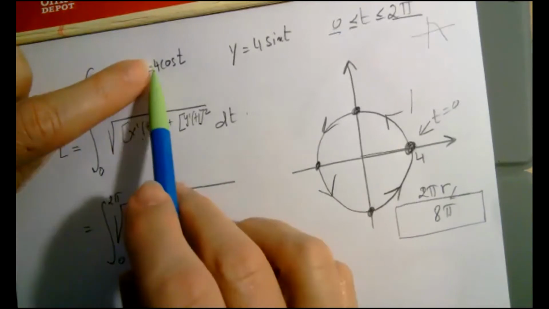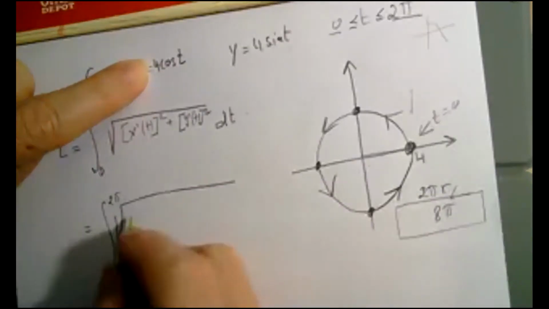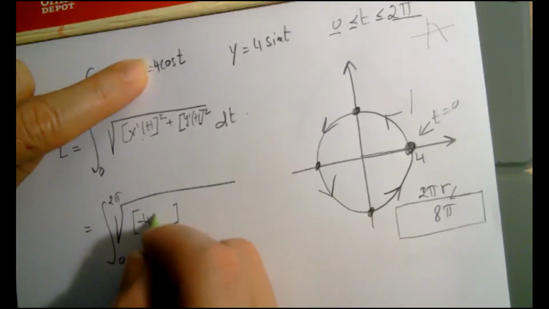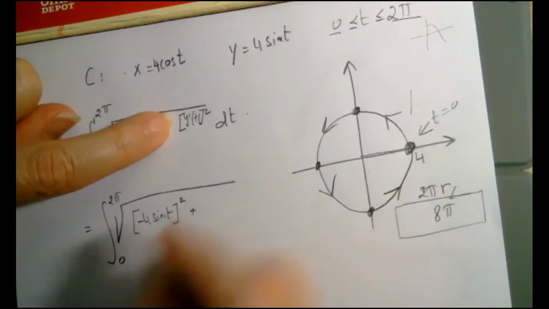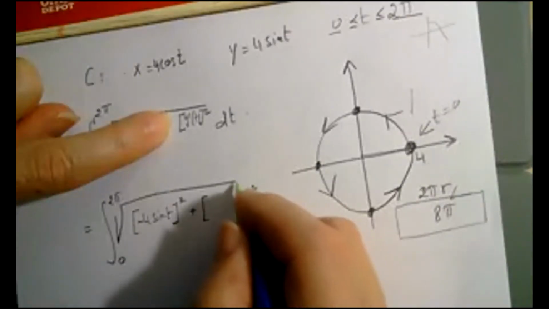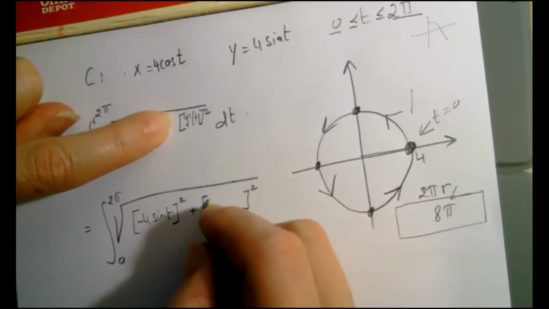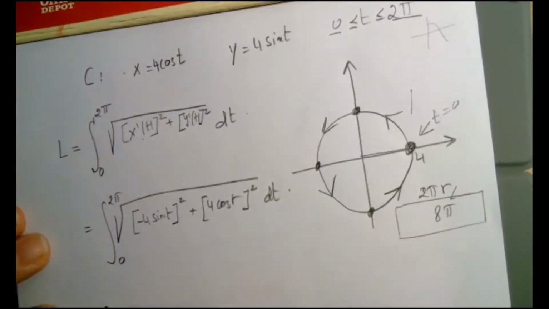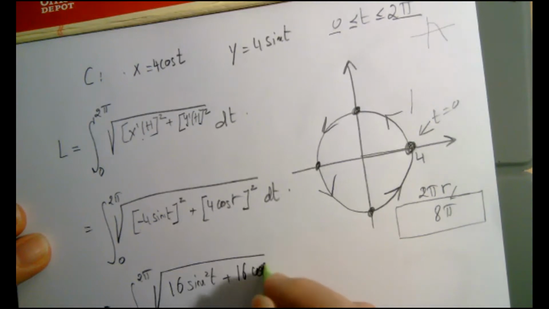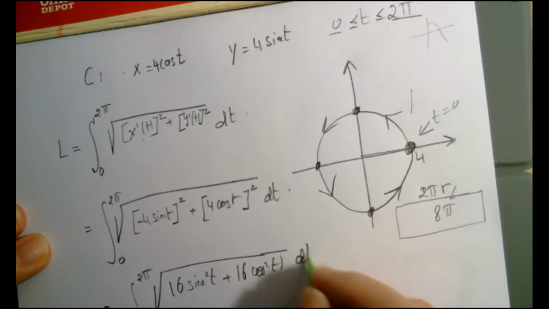What's the derivative of x? Minus 4 sine t. So I will be patient and write it exactly. The derivative of y is 4 cosine t dt. So finally, I will get the integral from 0 to 2 pi of the square root of 16 sine square of t plus 16 cosine square of t dt.